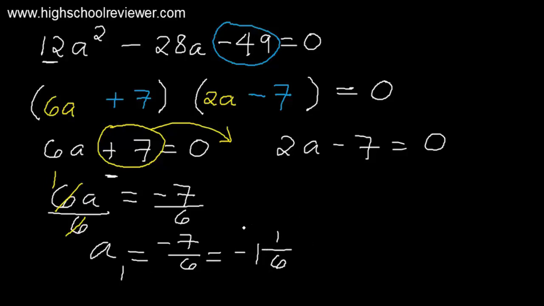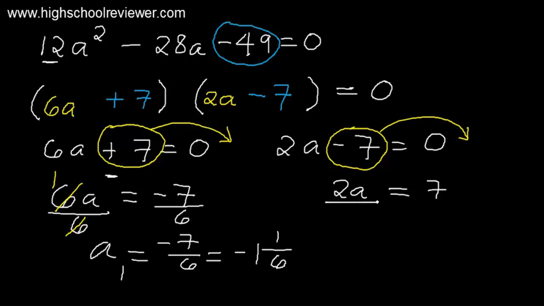Okay, so let us now solve for a sub 2. To solve for a sub 2, first we need to transpose negative 7 to the other side. So if we transpose, what will be left on the left side will be positive 2a. If we transpose this, this will become positive 7. So to solve for the value of a, we need to divide both sides of the equation by 2. So we have here 2 divided by 2.